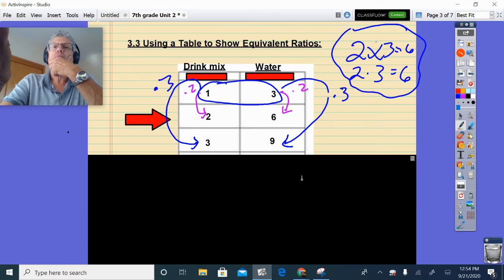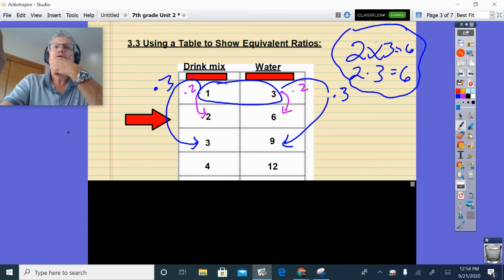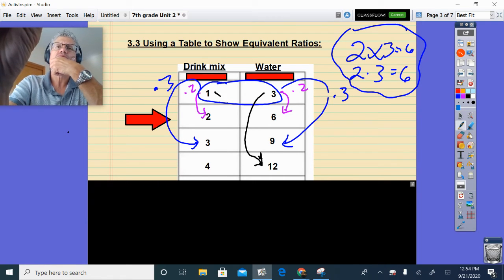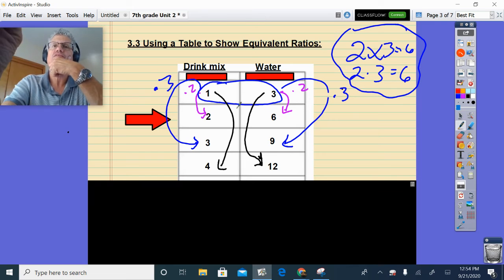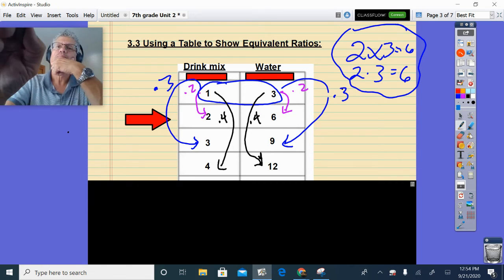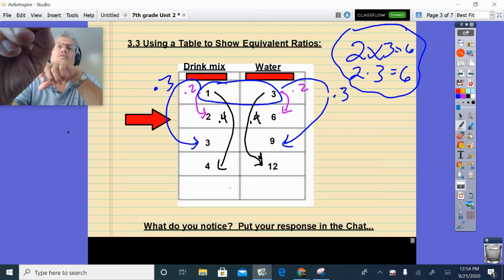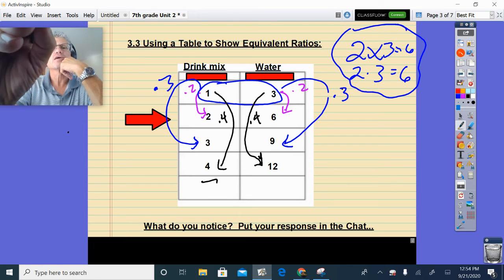Okay, so let's move on down. 4 and 12. Now, what would be the same factor that I multiplied these two by to get from 1 to 3 to a 4 to 12 ratio? Well, if you said multiply by 4, you would be correct. So put a number in here. Let me give you a number. How about number 7? What would this number be?